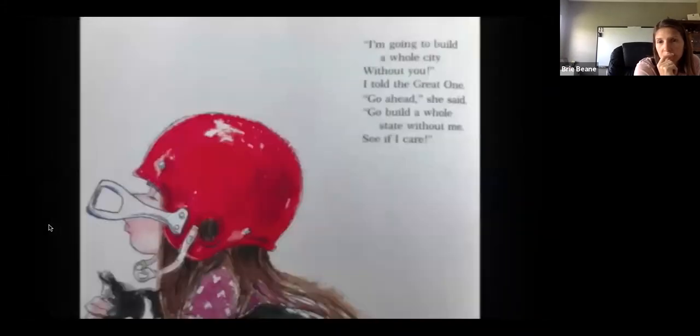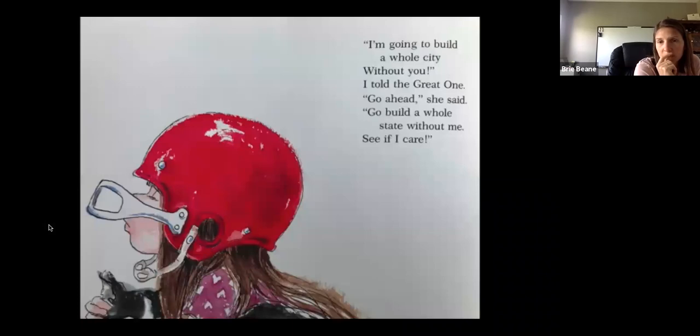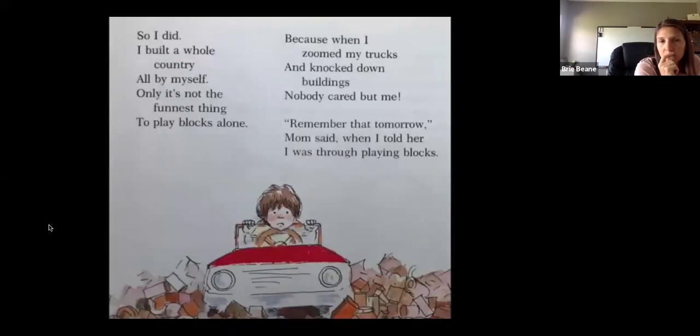"I'm going to build a whole city without you," I told the Great One. "Go ahead," she said. "Go build a whole state without me. See if I care." So I did. I built a whole country all by myself. Only it's not the funnest thing to play blocks alone, because when I zoomed my trucks and knocked down buildings, nobody cared but me. "Remember that tomorrow," Mom said when I told her I was through playing blocks.